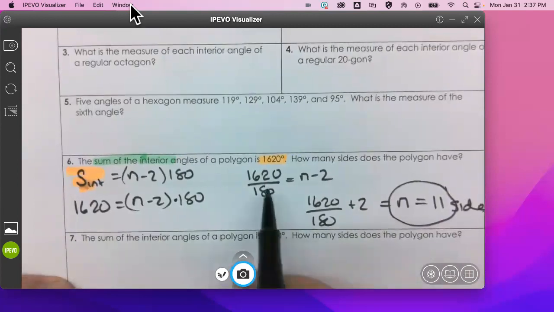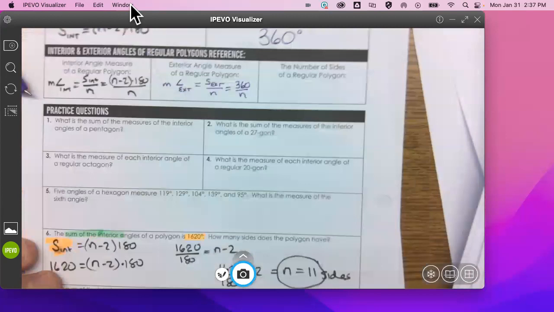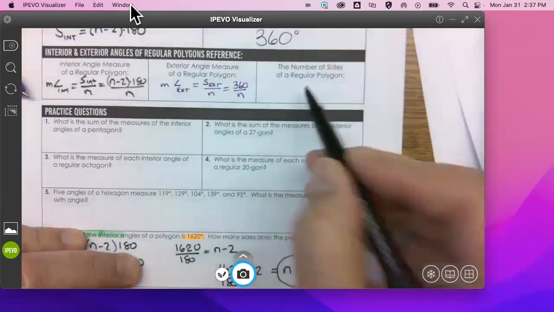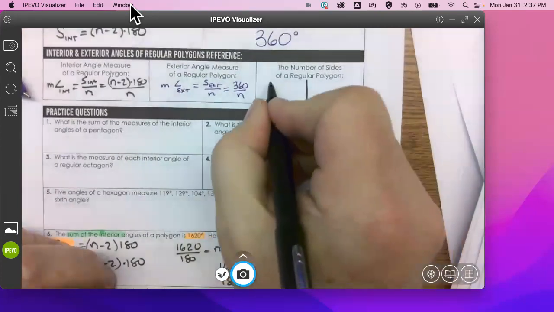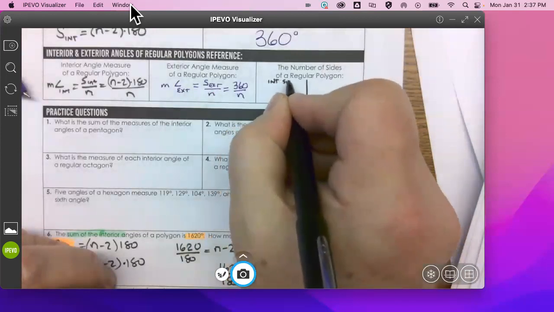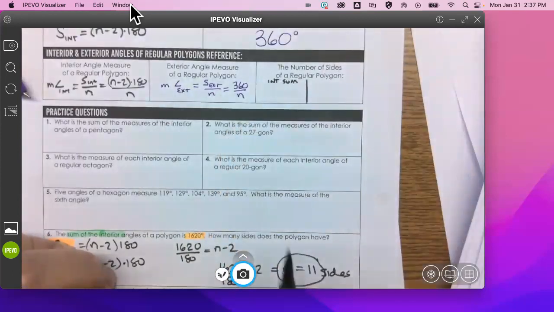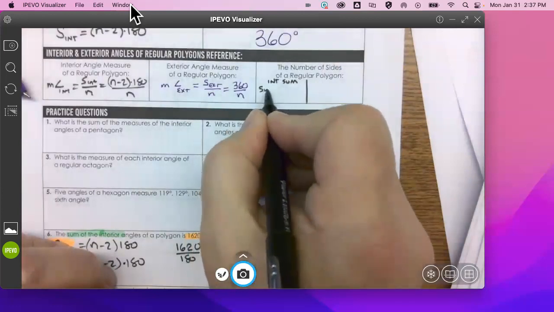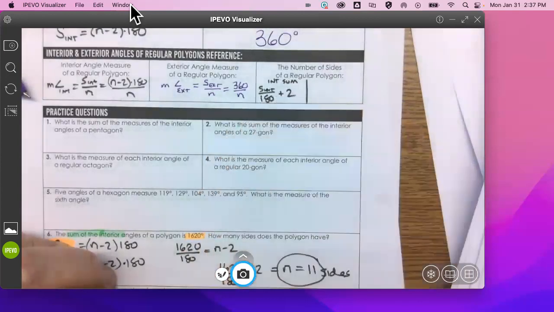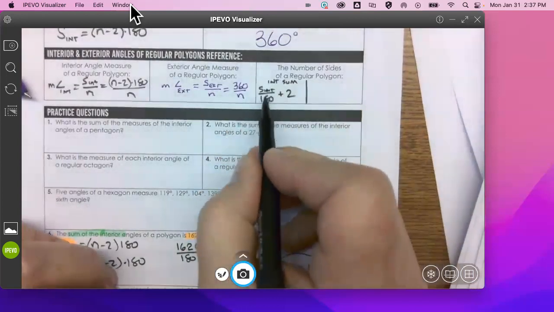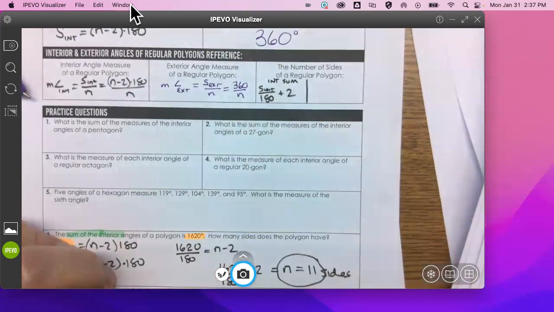Some of you may have been a little surprised that I didn't actually divide 1620 by 180 and instead left it like this. The reason I did that is because up here we've got another opportunity to put in a formula for the number of sides in a regular polygon. In the event that we're given an interior sum, we can use this formula. It's that sum of the interior divided by 180 plus 2. Take whatever they give us as the total, divide it by 180, and then add 2 to the number to get the number of sides.